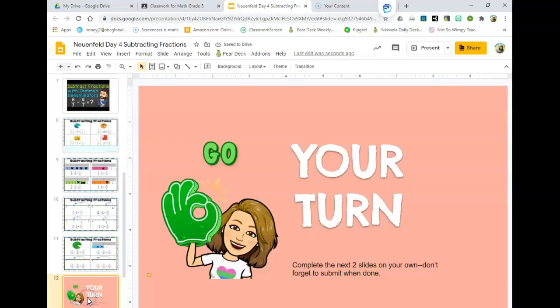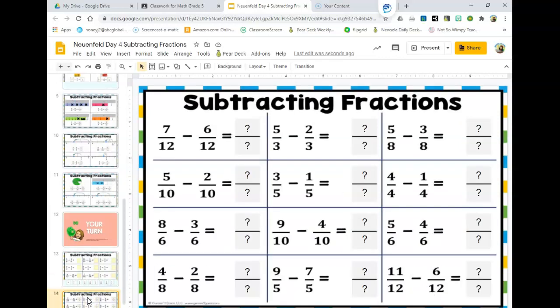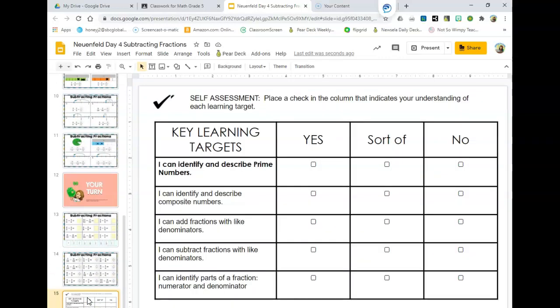All right, now it's your turn. Your job is to complete the next 2 slides on your own. Don't forget to submit it when you're done. Here's the first one. Here's the second one. And don't forget to self-assess. Thanks. See you later.